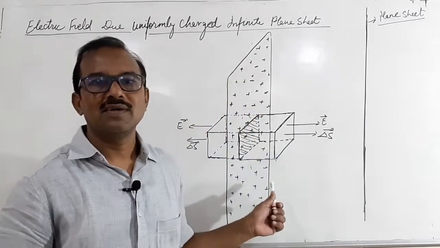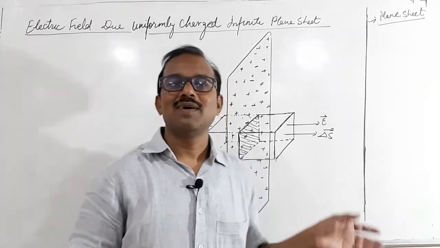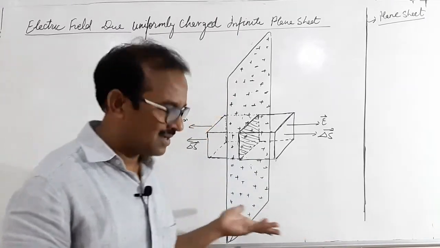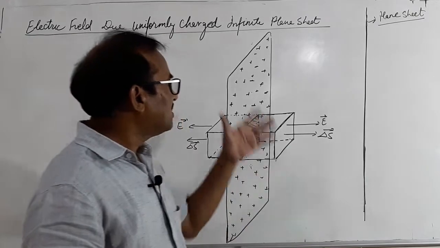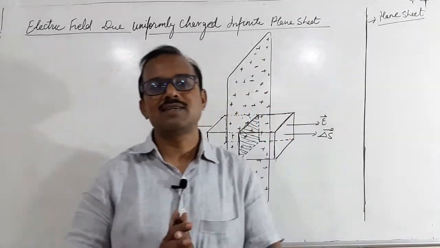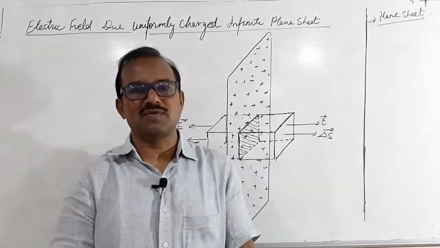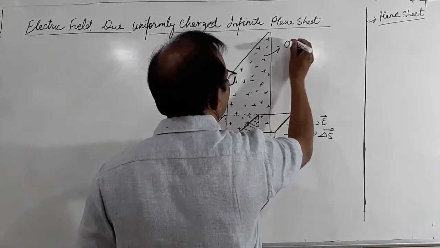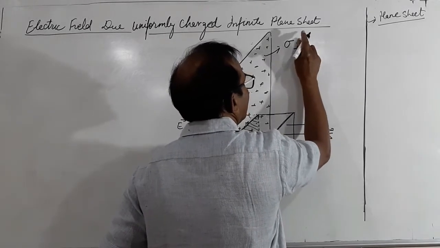This plane sheet, I have drawn the figure already to save your video time, and this is a very understandable figure. Again this is an infinitely large sheet, so we have to take a portion of this distribution, with uniform charge density, generally denoted by sigma coulomb per meter square.